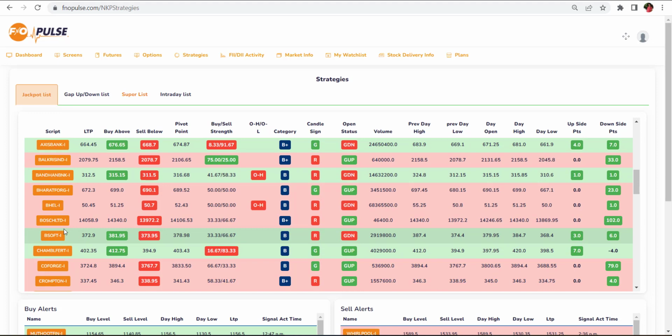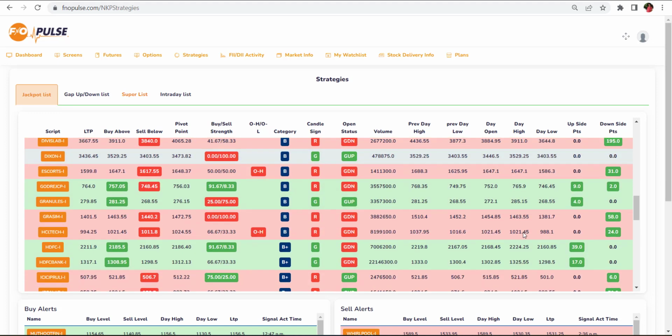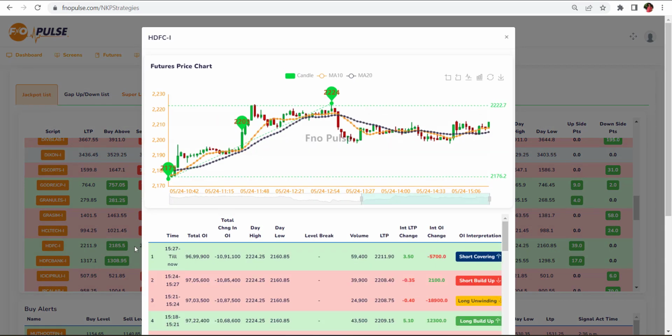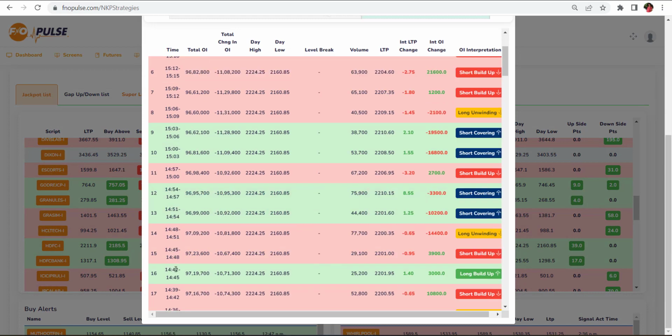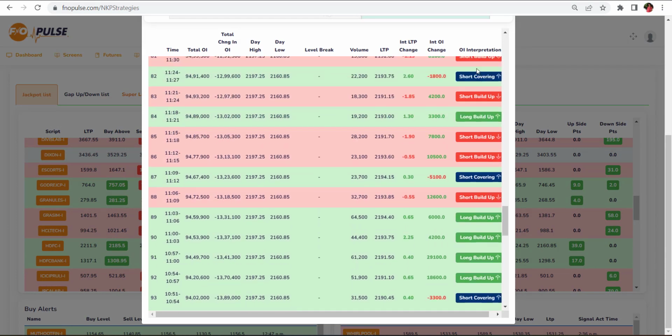Like that, you can see it for all those stocks, whichever buy side gives more than 9 points, you can check it here. HDFC, here HDFC gave 39 points. You can see the charts here. All are 3 minutes candle charts forming here.